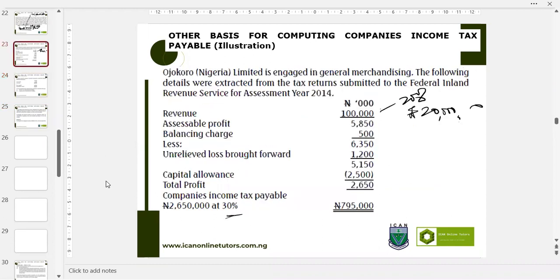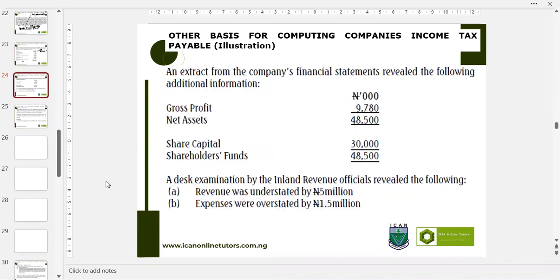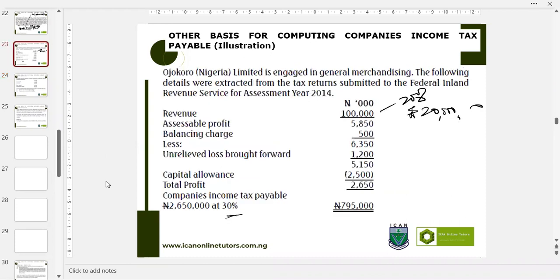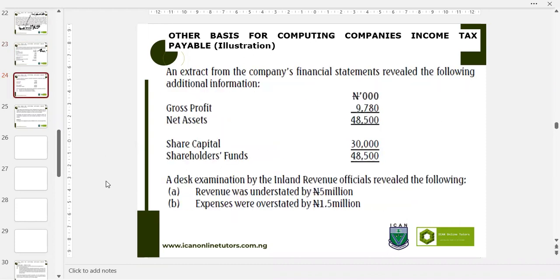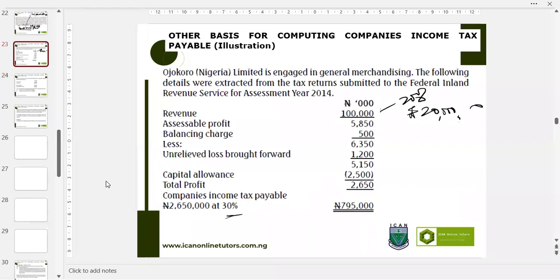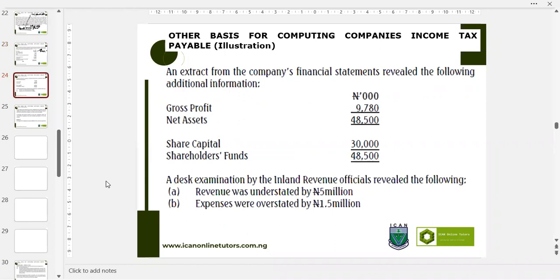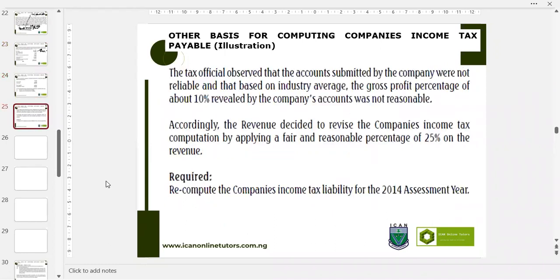So the revenue already is 100 million naira. So we add 5 million naira to it, that's 105. Then expenses were overstated by 1.5 million naira. Do we have to bring back the expenses that were overstated? No, because our concern is on the revenue and not the expenses, and we are not computing any adjusted profits.